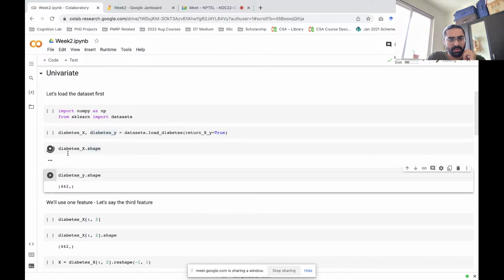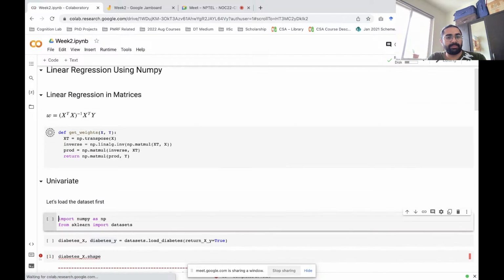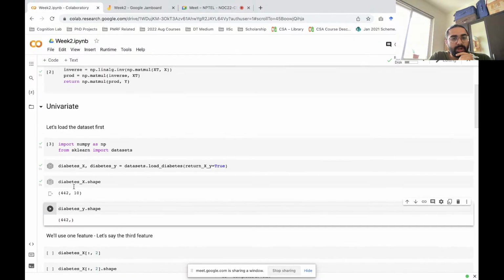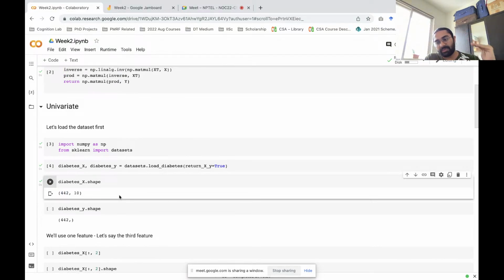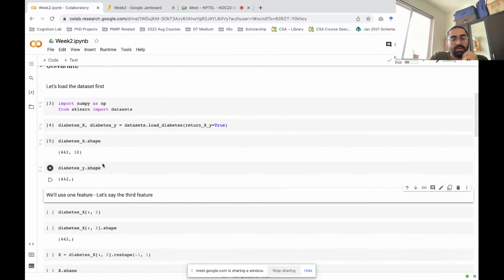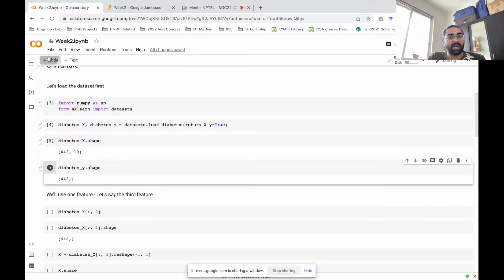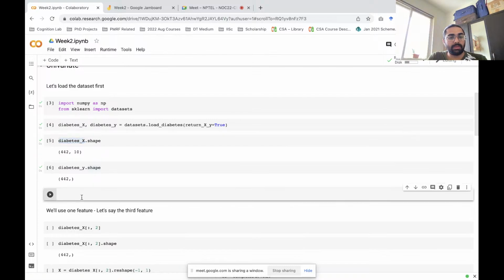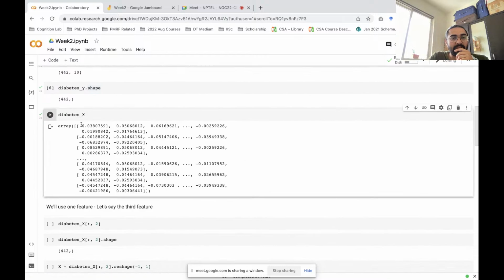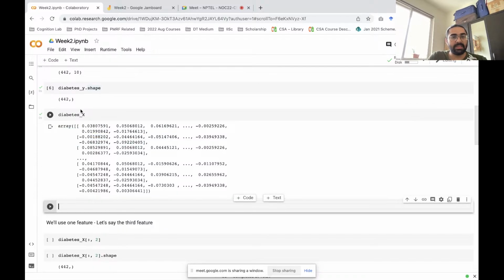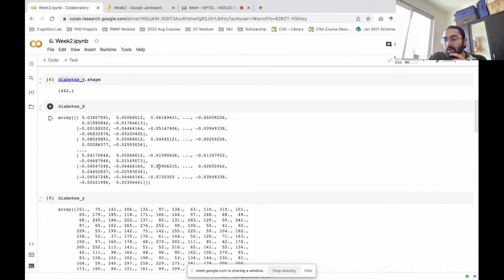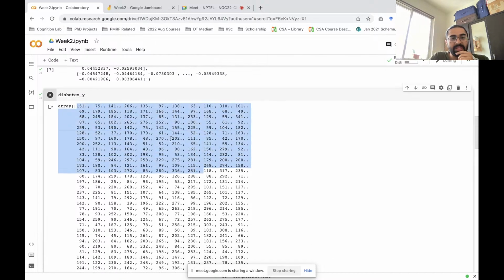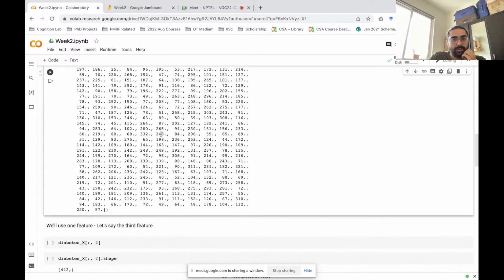So you can see here, shape of X is basically 442 comma 10. So what is 442? That's the number of samples you have in the data set, and 10 is the number of features present in the data set. And as expected, the number of values in Y is also 442. We can just look at how diabetes X looks like. These are all your values, 10 values for each of these 442 samples, and diabetes Y is like this. Each of these has some measurement of the diabetes of the particular person.